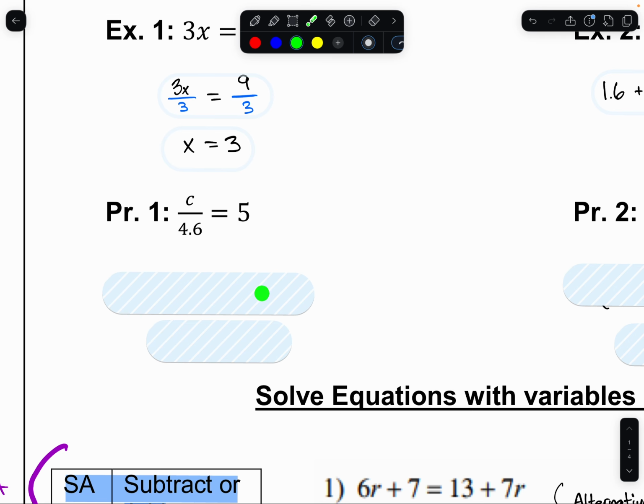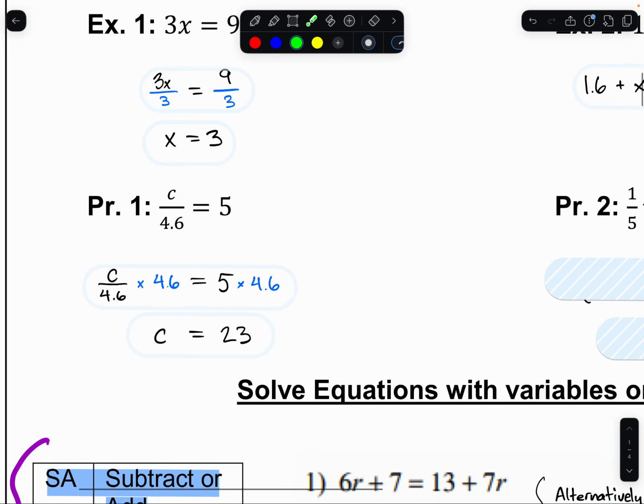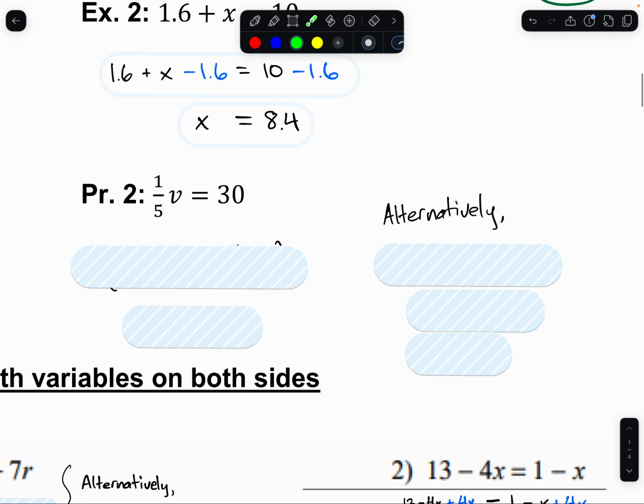Okay, so here's practice problem 1. The inverse of dividing by 4.6 is multiplying by 4.6, and we'll get C by itself. 5 times 4.6. You're allowed to use a calculator if you want. You'll get 23. Problem number 2.